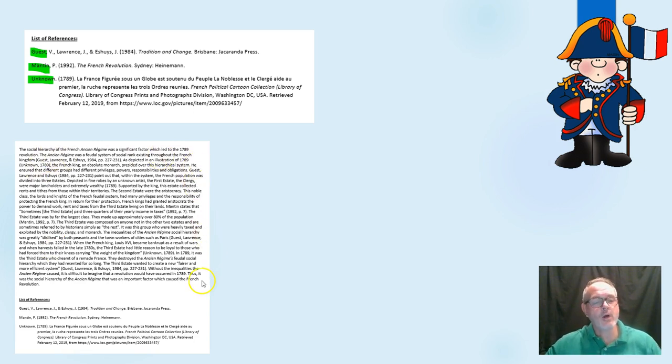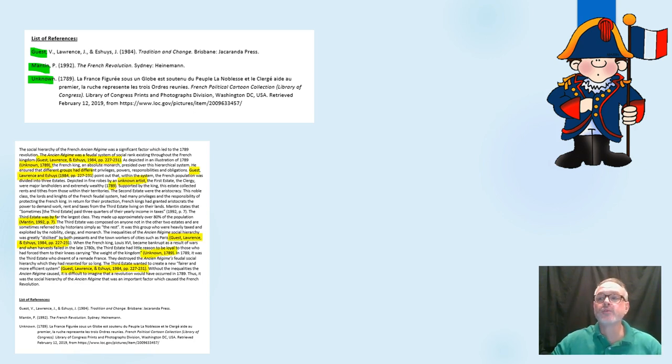So have a look at how this is structured and how it's laid out. What this is saying to me is, if I, as a reader, want to find Guest, Lawrence and Ishias's book, I go down here to the list of references and it says, which one of those books do Guest, Lawrence and Ishias talk about that information in? Well, the 1984 version of their book. And it was called Tradition and Change. If I have to ring an office to find it, I ring Jacaranda Press office in Brisbane. So there's a system to this. I think that's enough for you to think about and chew over, but it's very important to have a list of references and in-text references in history.